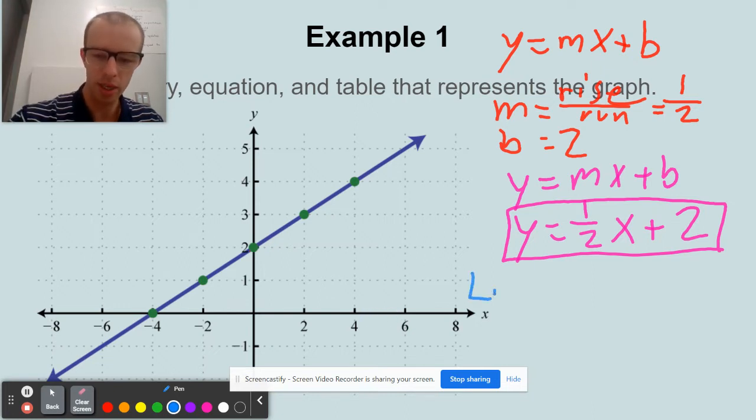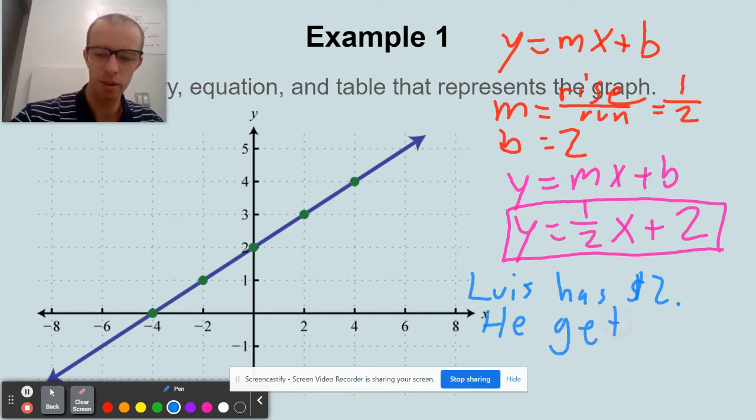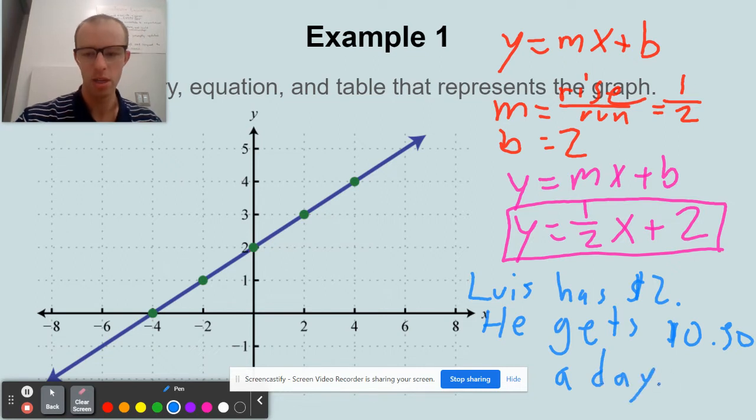I could do, and let's just do this one, Luis has $2. Starts with $2. He gets, what's half of a dollar? 50 cents. Right? He gets 50 cents a day. So this story could easily be represented by this equation here, where Luis has $2 and he's gaining half a dollar or 50 cents a day.